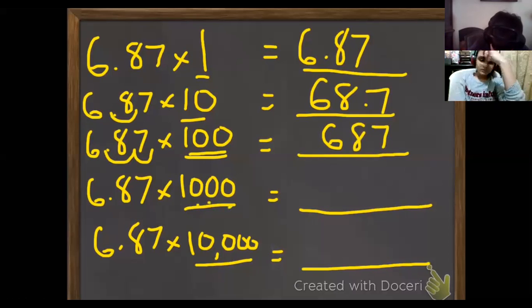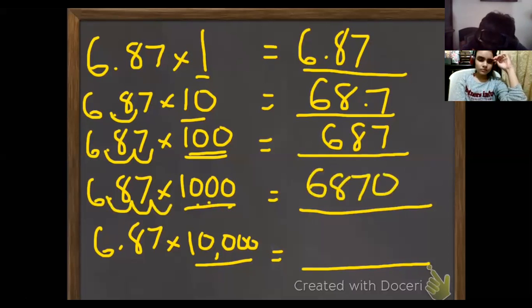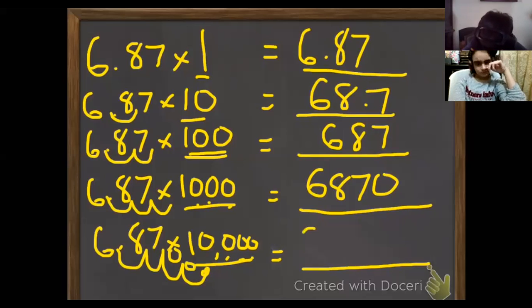In 1,000, we're up to 3 powers of 10. 1, 2, 3 zeros. That's 3 powers of 10 and 3 shifts to the right. 6,870. And in the last one, 1, 2, 3, 4 powers of 10. 1, 2, 3, 4 shifts. 2 empty place value positions in this case. Gets us 68,700.